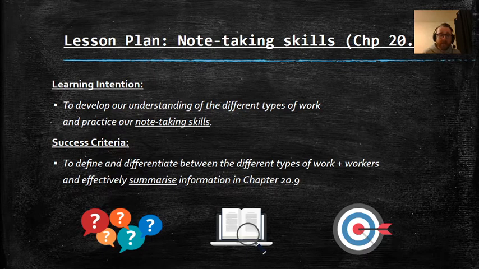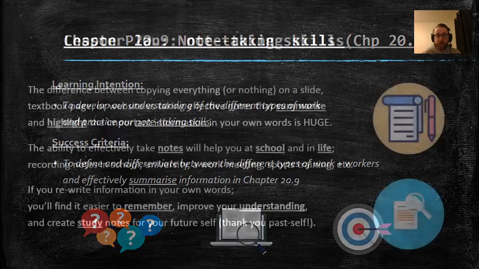So what we'll be doing this lesson is two things. Basically reviewing that knowledge, so it'll be a good opportunity to test your knowledge of different types of workers. It'll be a good opportunity to expand your knowledge a bit further, with a few new facts and statistics. And also the main thing we're focusing on this lesson is practicing our note-taking skills. So I'll talk about that now.